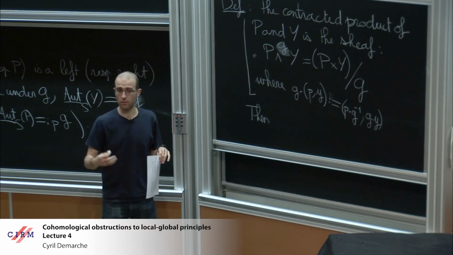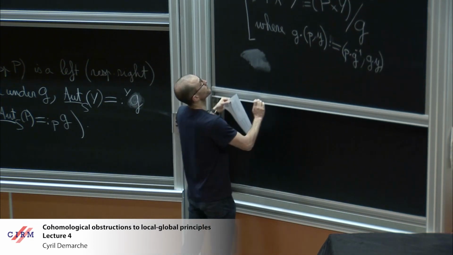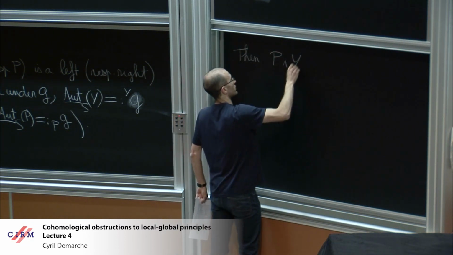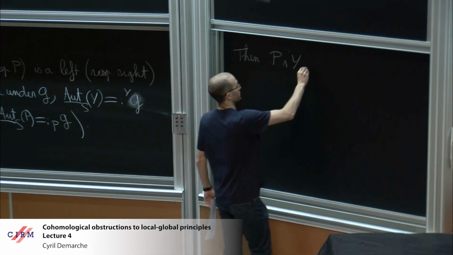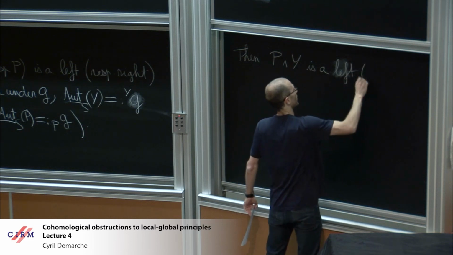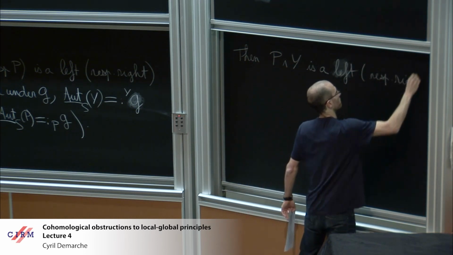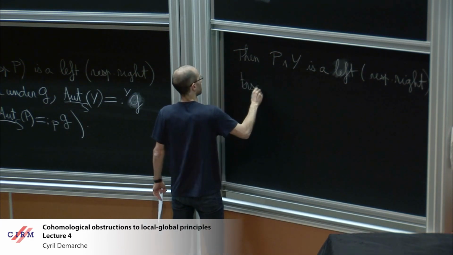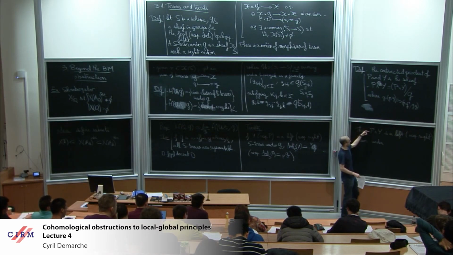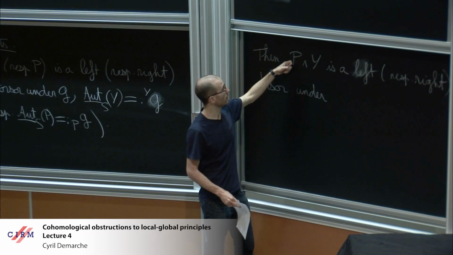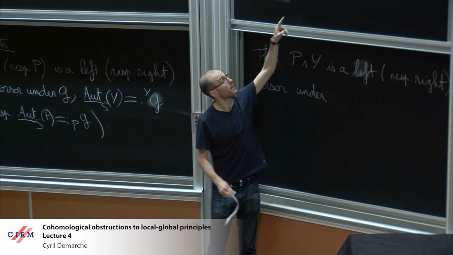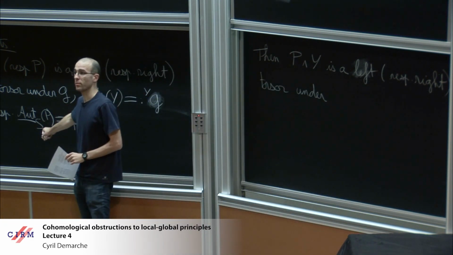And what is interesting is that we define it like this, and then this object is itself a torsor. So maybe I will write it here. P contracted product with Y is a left and right torsor under. So on the left, you want to act on the left on P, okay? But G acts on the right on P and not on the left. And in fact, there is an action on the left, not by G, but by the automorphism group of P.